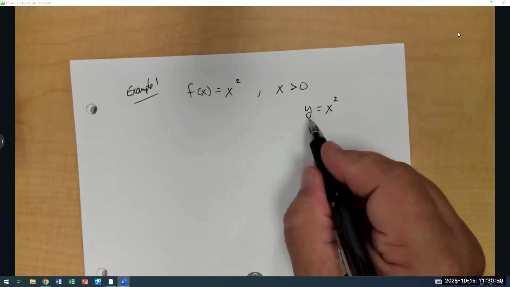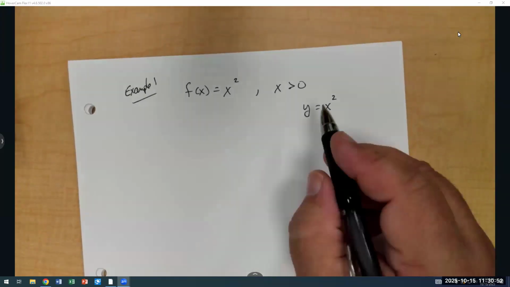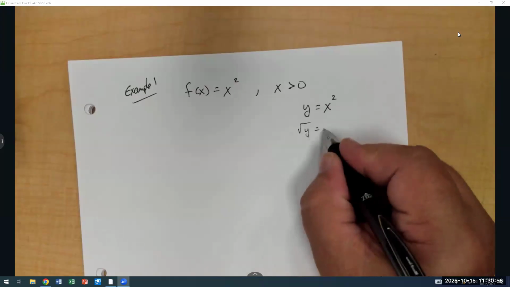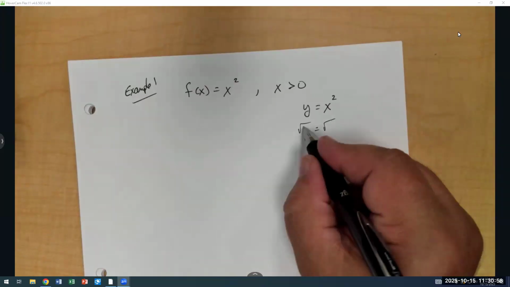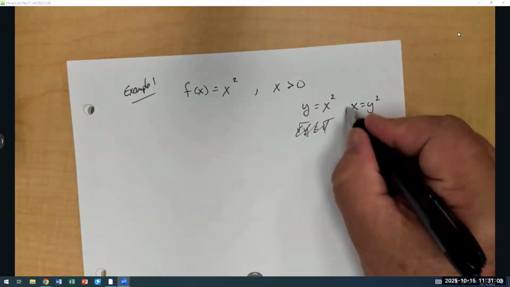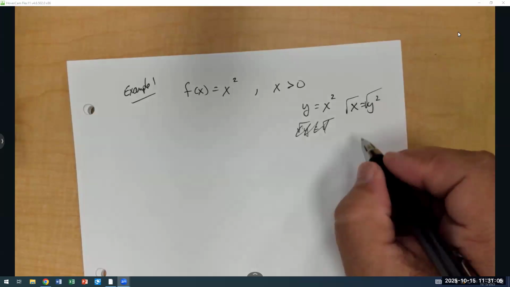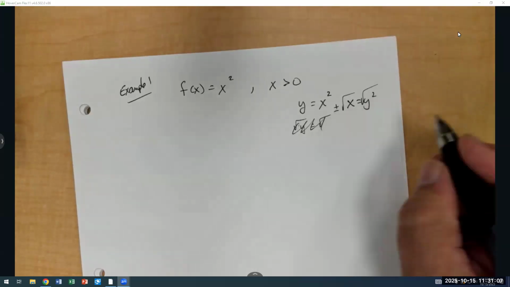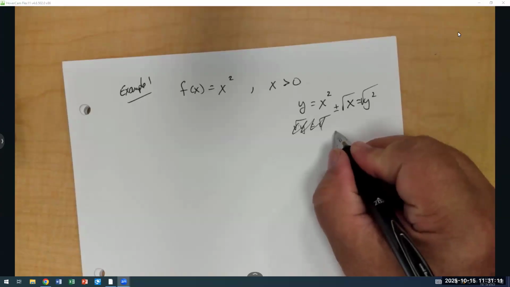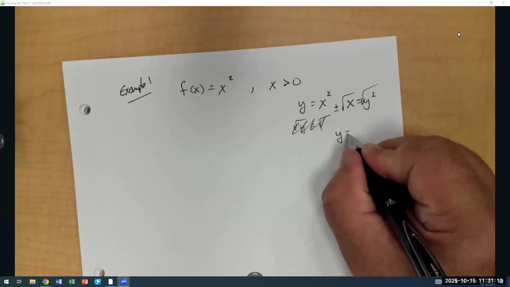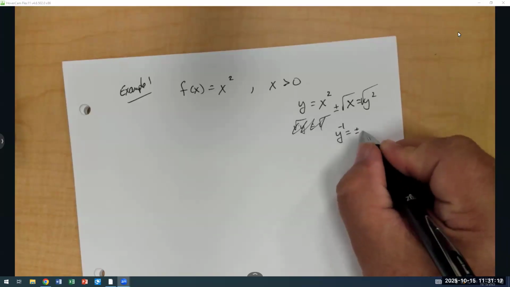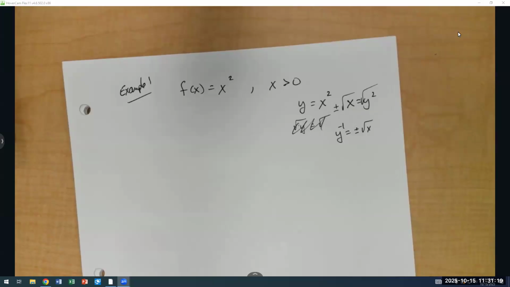Right, so we start off with switch x and y. Nope, switch x and y first. Then we square root both sides. Actually, it's plus or minus square root. So y is equal to, the y inverse is equal to the plus or minus square root of x.